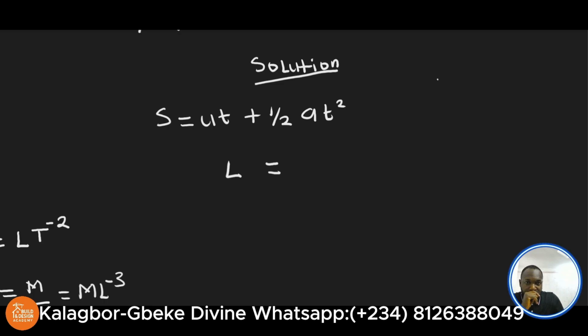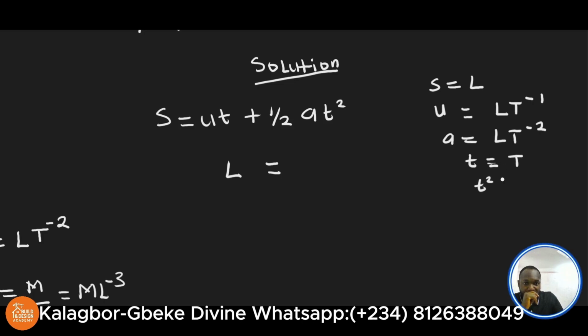Let's write it here. S is equal to what? L. U is initial velocity, right? And it is equal to LT raised to power minus 1. Acceleration A is equal to LT raised to power minus 2. Then T is equal to T, and we have T square is equal to T square.